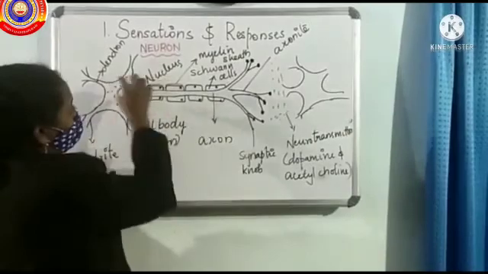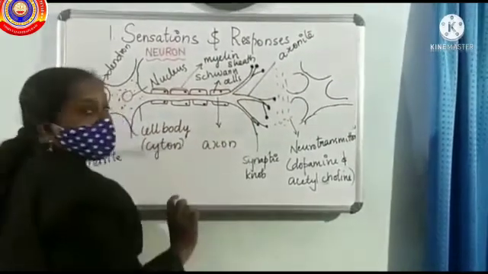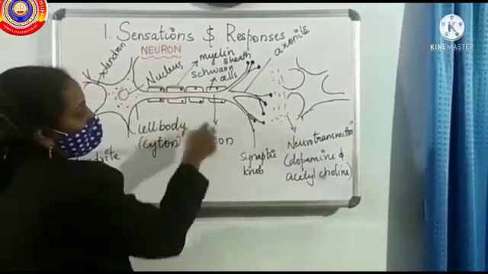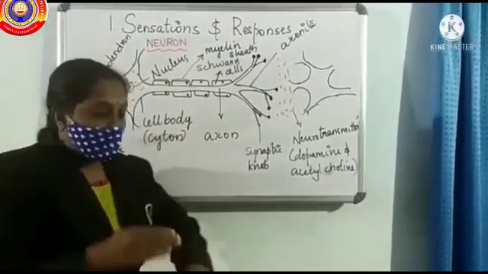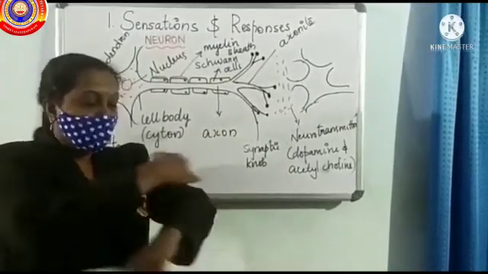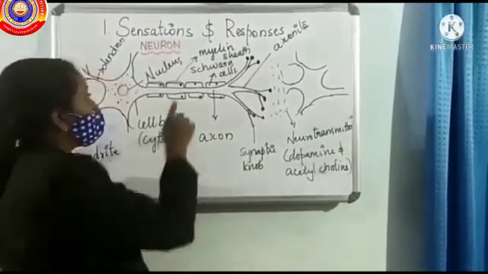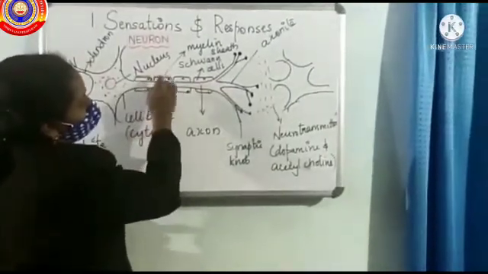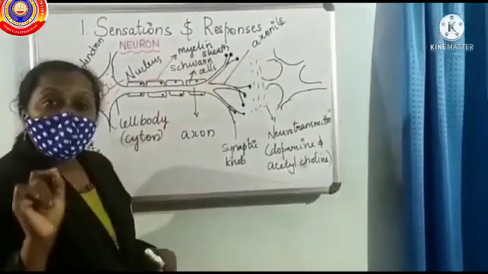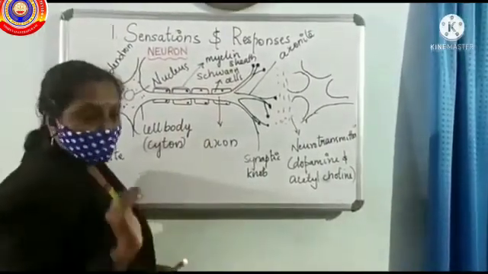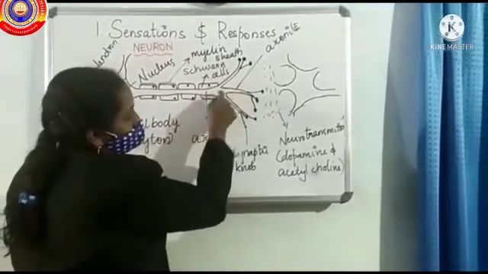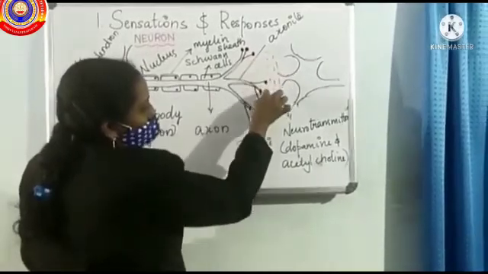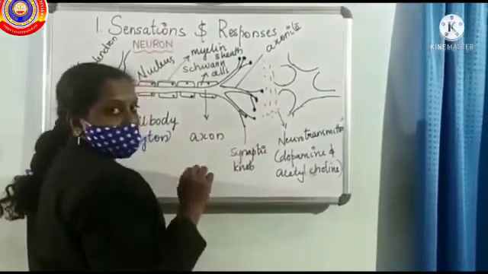From the cell body, there is a long elongated filament called the axon. This axon is repeatedly encircled by Schwann cells to form the myelin sheath. The myelin sheath has a shiny white color and it contains a lipid called myelin. The branches of the axon are called axonites, and at the tip of the axonite there is a synaptic knob.